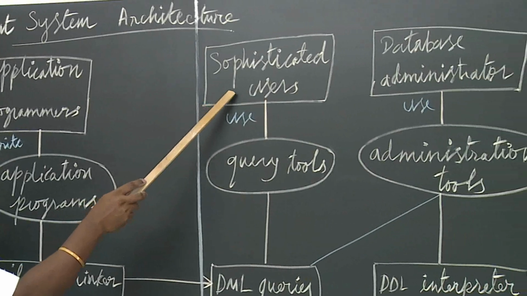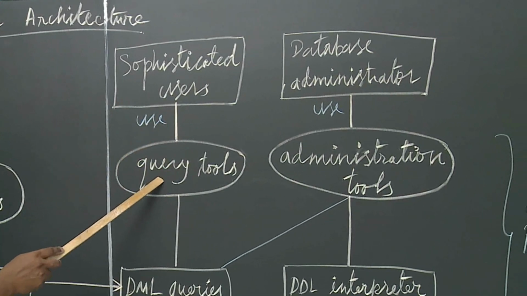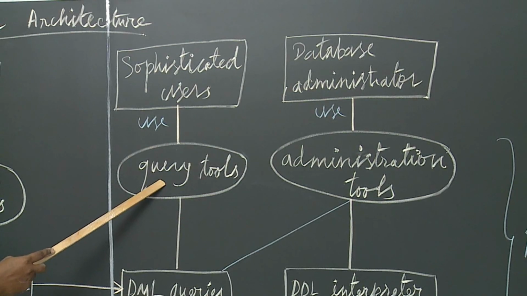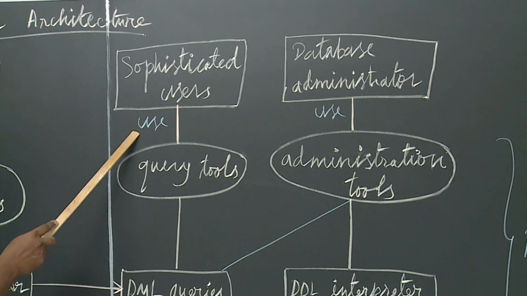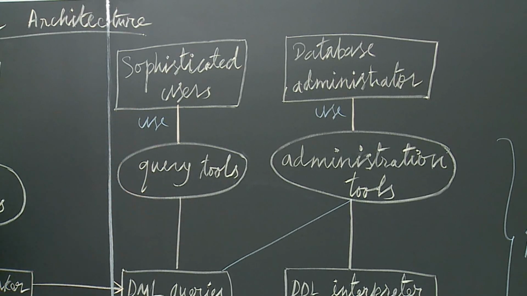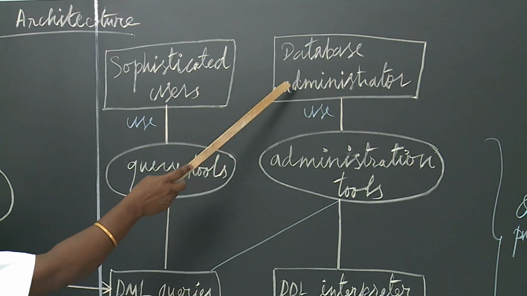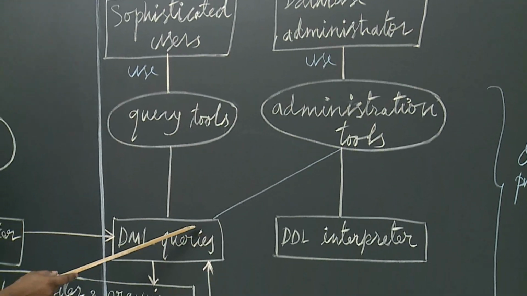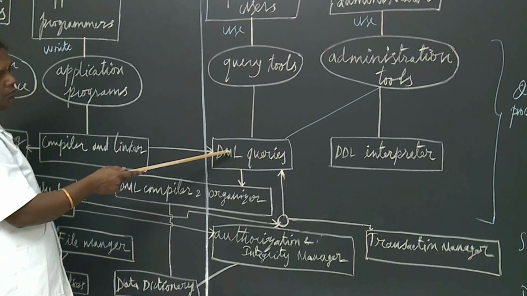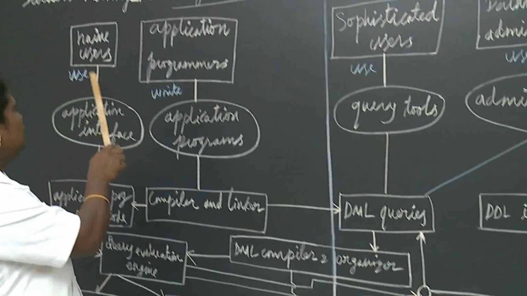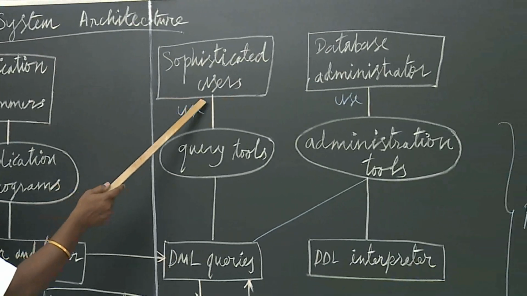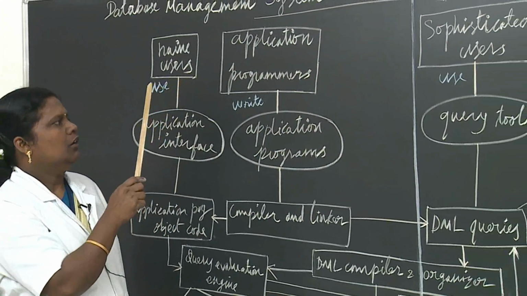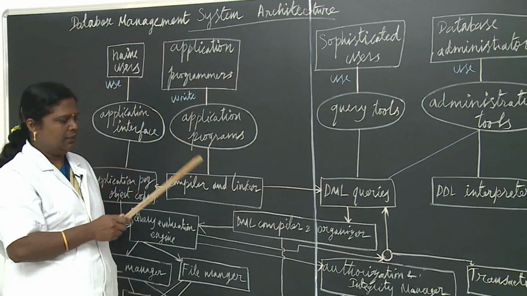Third type is sophisticated programmers. They can use some query tools in order to interact with the database system, but they need not create the programs for the same. So that's why these developers use the tools in order to access the database system. Finally, the database administrator. They can use some administration tool in order to access the database data with the help of some database queries. So these naive users, application programmers, sophisticated users, database administrator, these are all the different types of users going to interact with the database system.